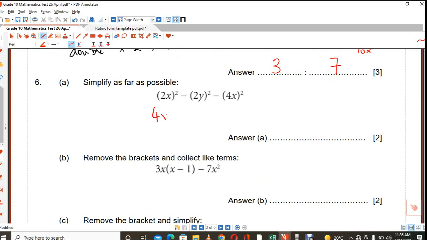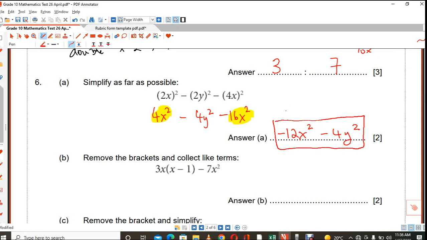This is 4x squared. Are we okay? This is 4y squared. Are we okay? This is 16x squared. There are like terms here. The like terms are the 4x squared and the 16x squared. And like terms can be collected by adding or subtracting. So 4 minus 16 is going to give you minus 12x squared minus 4y squared. That is all that you were supposed to do.